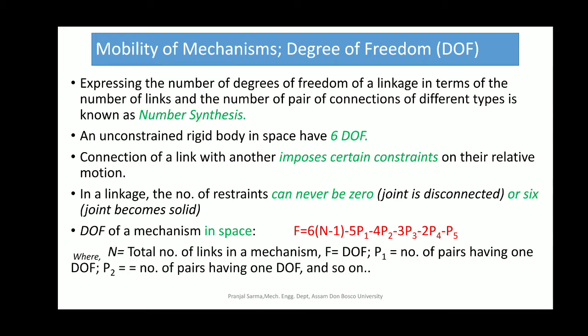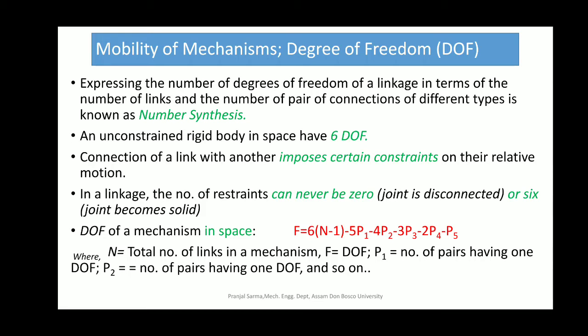Now if we come to the constraint, that means if we connect one link with another, then it imposes certain constraint on their relative motion. That means they are not free to move in all directions as they desire, just like in the case of unconstrained motion, but now there will be a certain constraint. That means in some way, some movements in some direction will be constrained or not permitted.